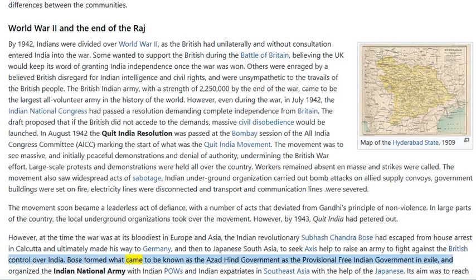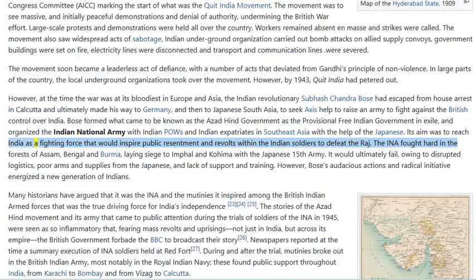Bose formed what came to be known as the Azad Hind government as the Provisional Free Indian Government in Exile, and organized the Indian National Army with Indian POWs and Indian expatriates in Southeast Asia with the help of the Japanese. Its aim was to reach India as a fighting force that would inspire public resentment and revolts within the Indian soldiers to defeat the Raj.